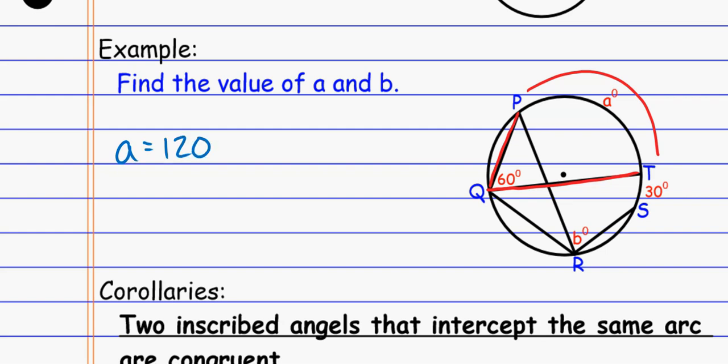So again, when we look at that, the arc is 120, so the angle is half the measurement of the arc, and the arc is twice the measurement of the angle. That's the relationship that exists here.